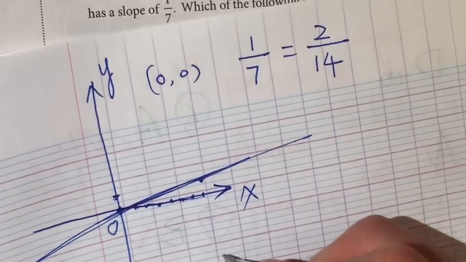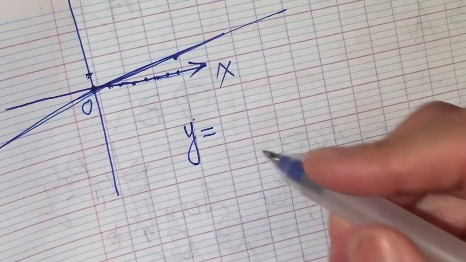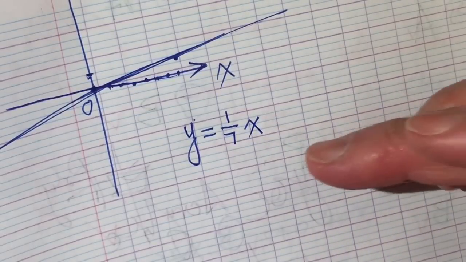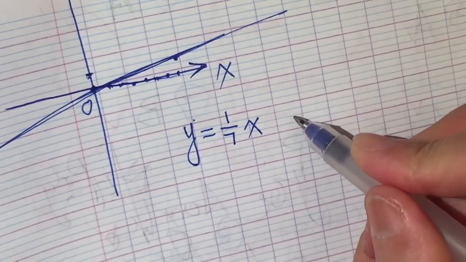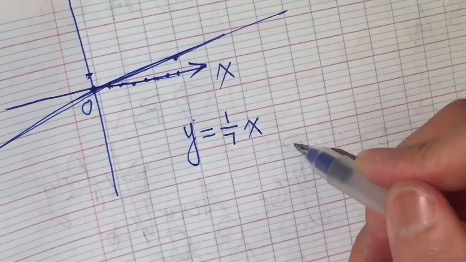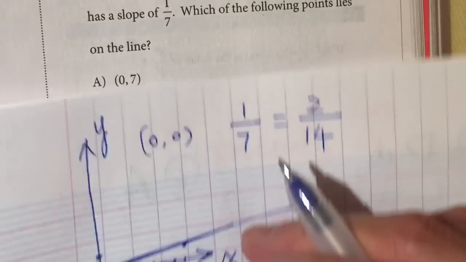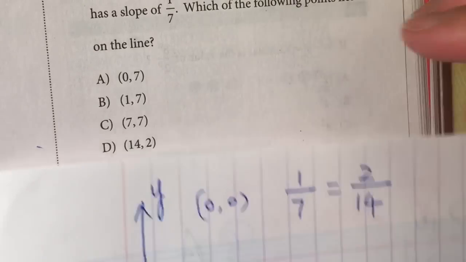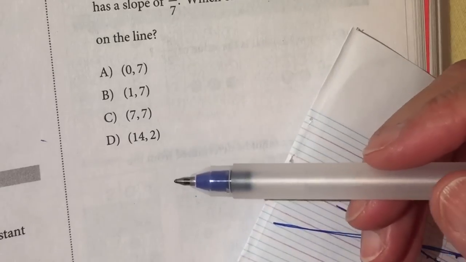You can actually easily write this line's function as y equals 1/7x, because you know the slope and you know the line passes through the origin, so the constant number is 0. And now you plug in any of these numbers, you can easily know that 14 and 2 is the right number to fit into this function. So the answer is D.